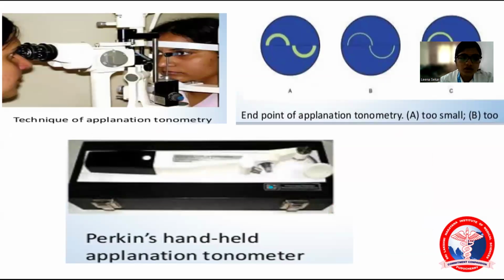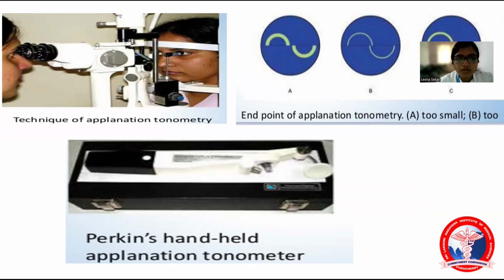Next one is the technique of applanation tonometry, which we most commonly use is Goldmann's applanation tonometry. Here, the patient is made to sit under slit lamp, and there will be a Goldmann applanation tonometry apparatus. With the help of that, we are going to measure the IOP. First, we have to make sure that patient should not move their eyes while recording the IOP. Here, the patient is anesthetized with the proparacaine eye drops. Then we have to instill fluorescent dye into the eye.